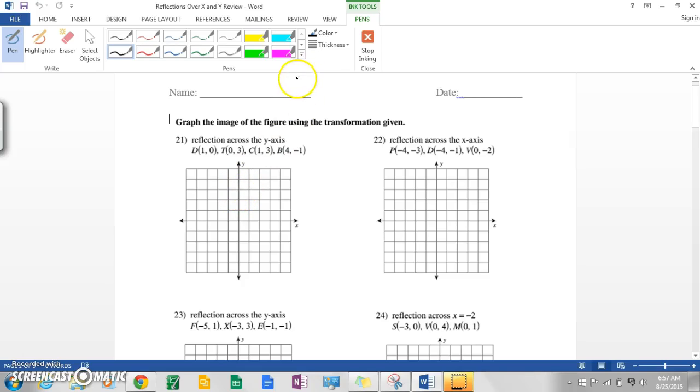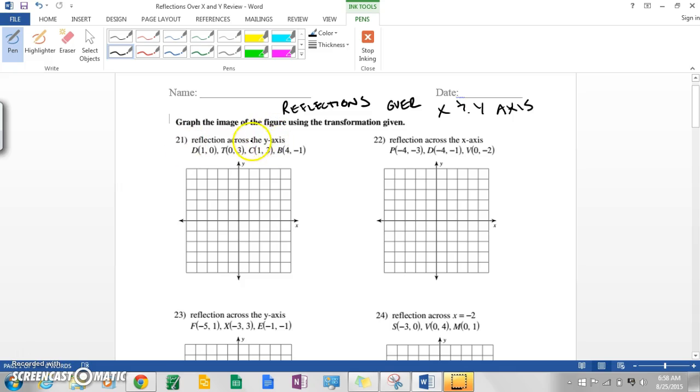Okay, we're going to walk through a review of reflections. In this video, the reflections will be both over the x and y axis. Pay attention because there's a few times when I tell you to change some of the directions just to make it easier for you. So pay attention and also make those changes on your paper.